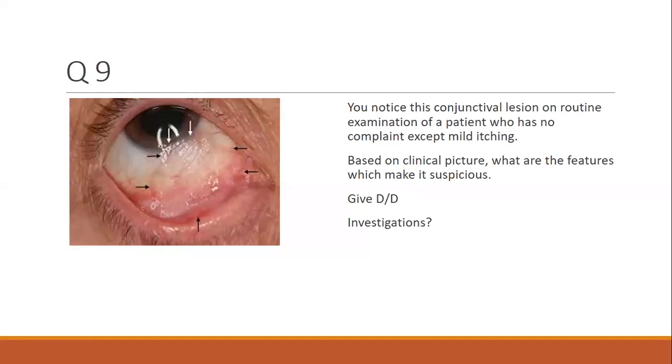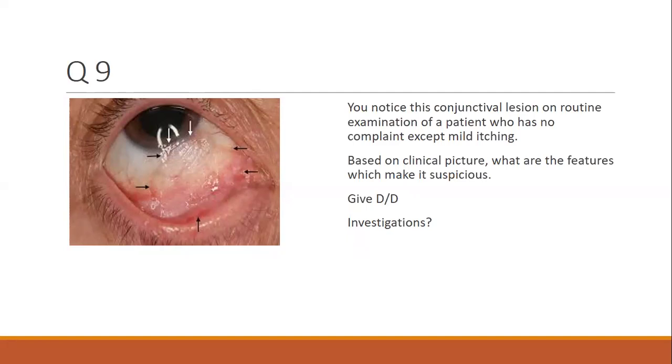So you notice this conjunctival lesion in the routine examination of a patient. The patient doesn't really have any problem. He just says that he has mild itching and there is some membrane-type thing on his eye. First, based on this clinical picture, what can be the cause of this kind of lesion in a patient? Give your differential. You can describe if you want, and tell me.